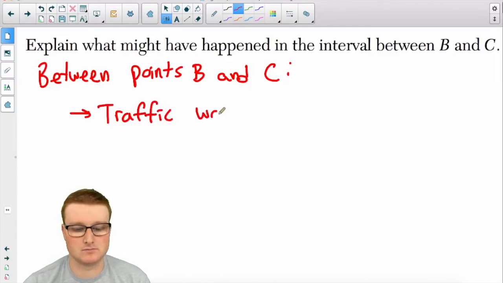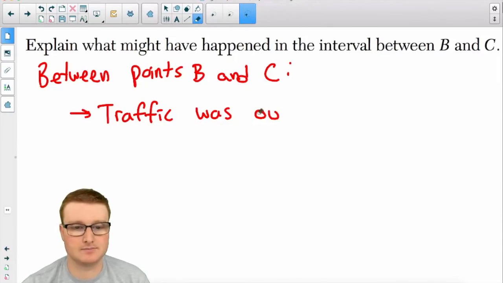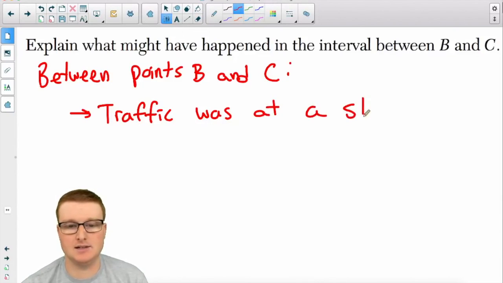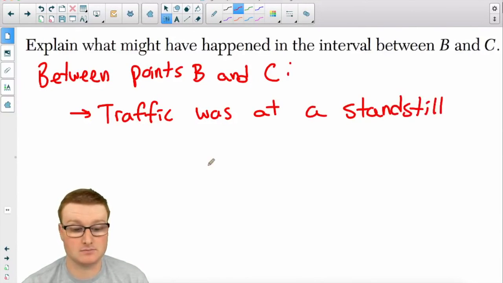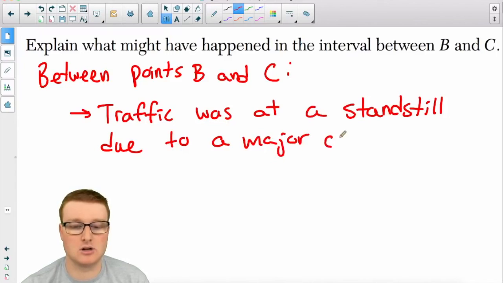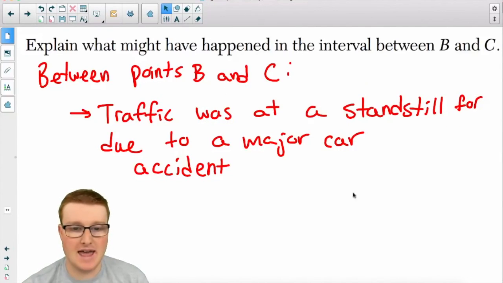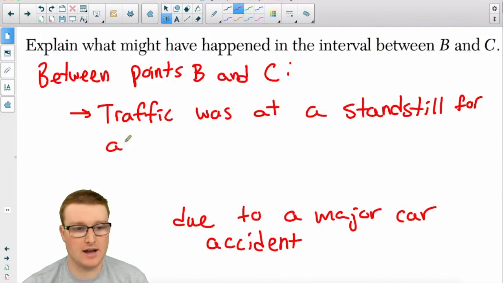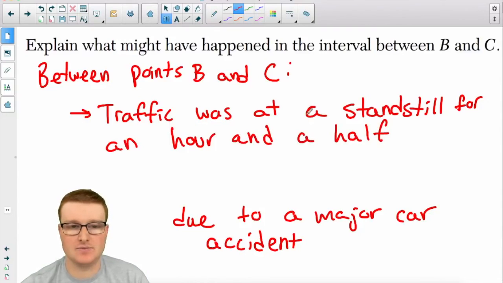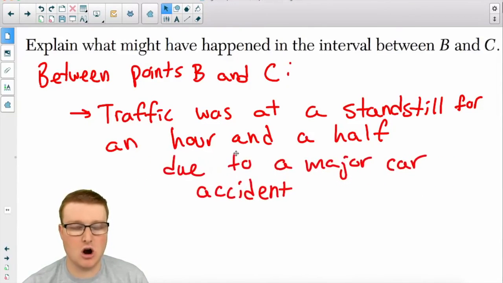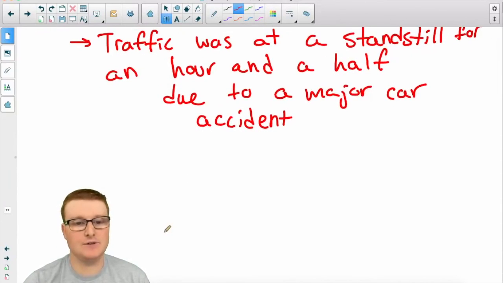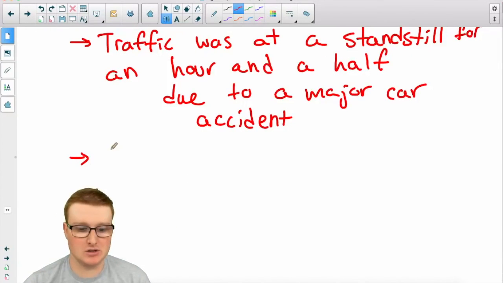Traffic was at a standstill, meaning it's not moving, due to a major car accident. Actually, wait, let me rephrase it. Traffic was at a standstill for an hour and a half due to a major car accident. Okay? That's the first choice you could pick. Again, there's many choices you could do.